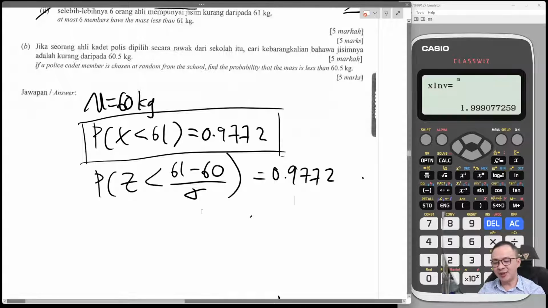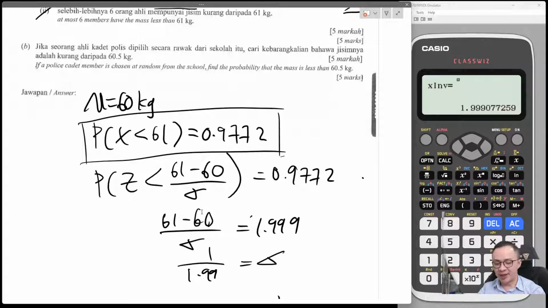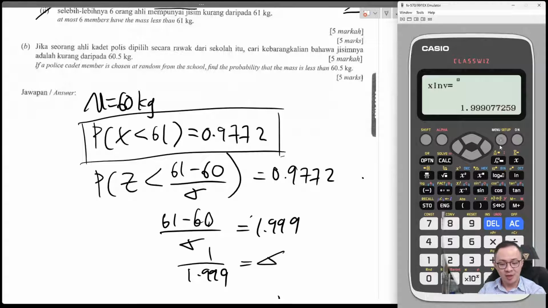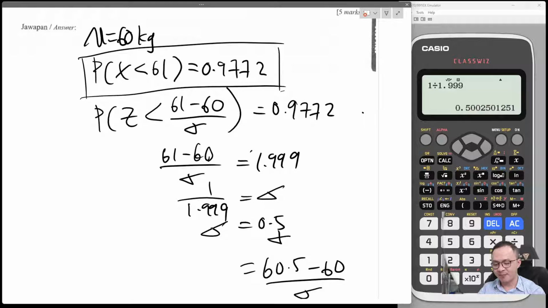So this one is 61 minus 60 divided by standard deviation is 1.999. Now I can get the standard deviation. This is 1, right? Standard deviation is 1 over 1.999. So 1 divided by 1.999, my standard deviation is 0.5.